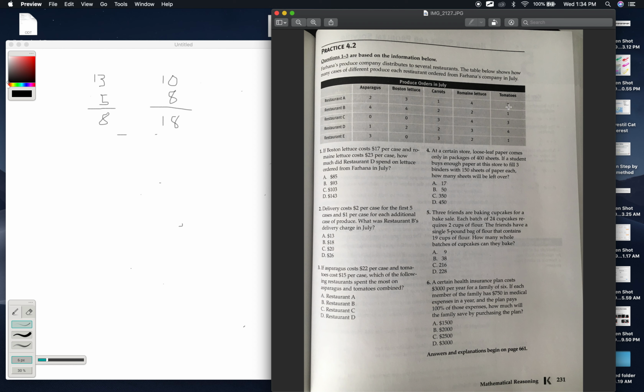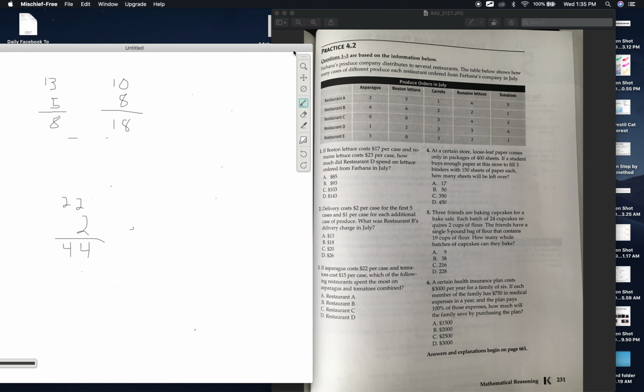Well, let me just do this here for you. 2 times 22. 2 times 2 is 4. 2 times 2 is 4. So that's 44 that they spent on asparagus. Tomatoes, how much was that?